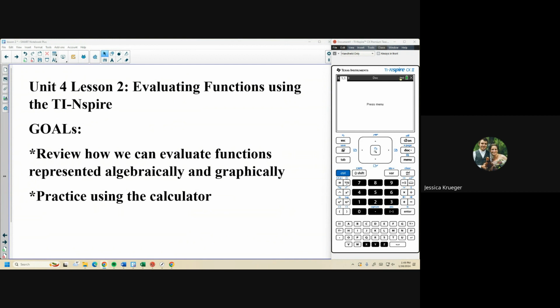This video is going to cover what we did in class today, which was evaluating functions. It's going to be helpful if you're struggling at all with your Delta Math homework assignment. So our goals are to review how we can evaluate functions represented algebraically and graphically, and how we can practice using the calculator to help us with some of this.